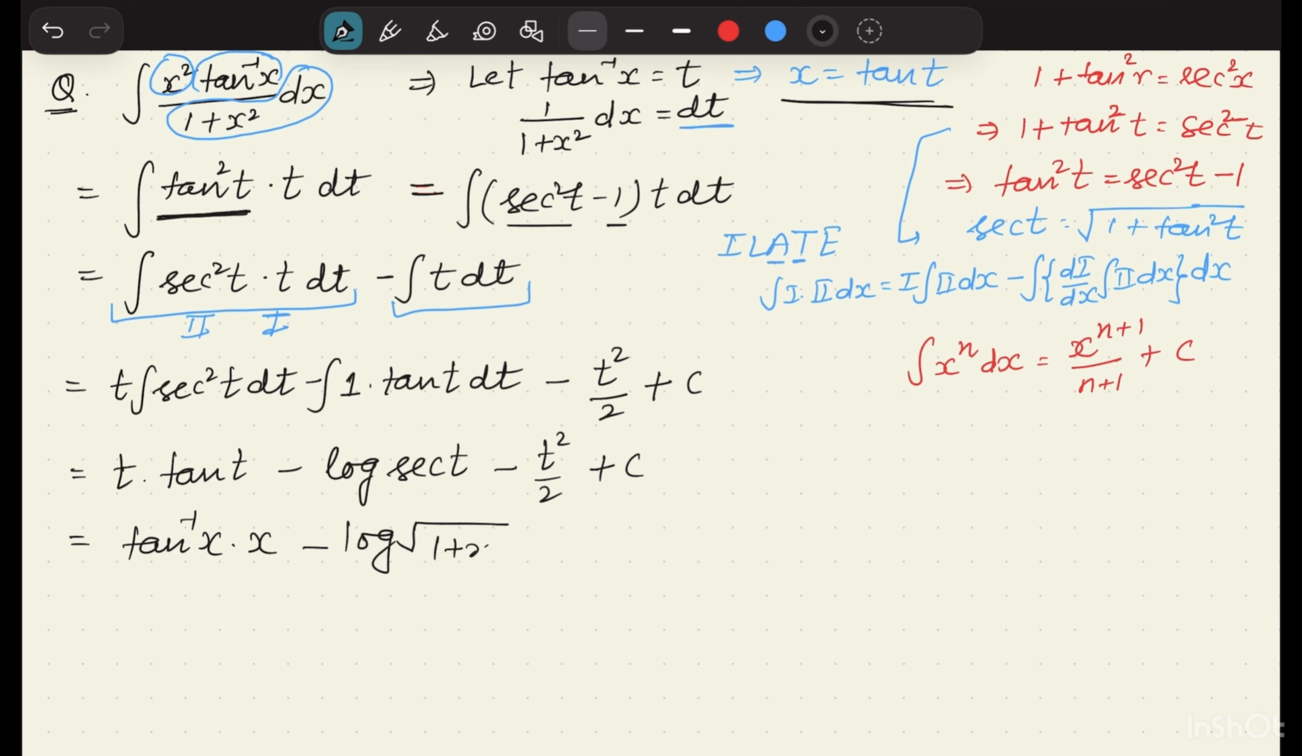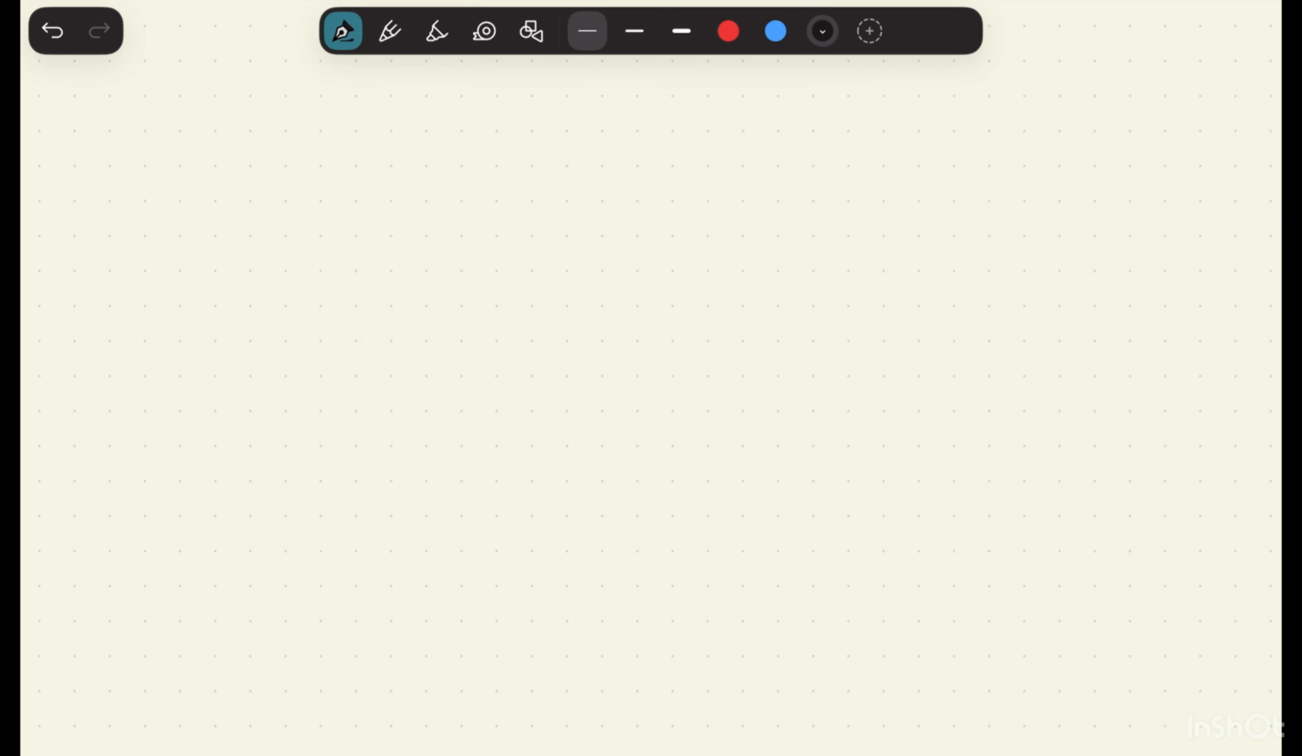So 1 plus x square minus t is tan inverse x. So tan inverse x to the power 2 upon 2 plus c. This is your answer. Okay. Now next question. Next question is integral x e to the power x upon x plus 1 whole square dx.